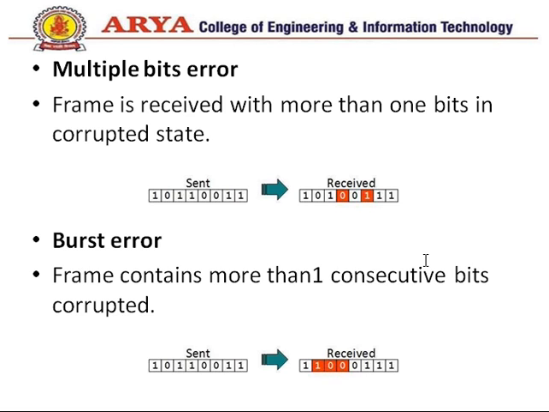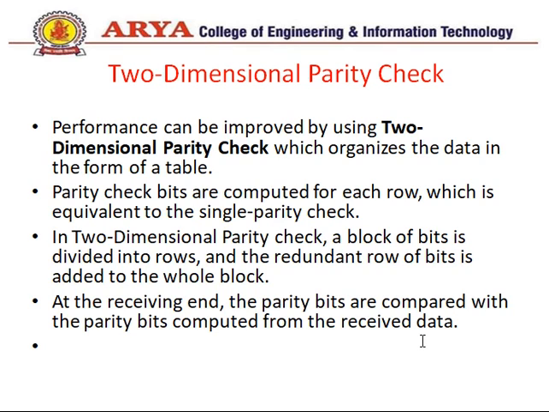Next is multi-bit error. Frame is received with more than one bit in corrupted state. Here you can see 2 bits have been corrupted, highlighted by the red mark. Next is burst error. Frame contains more than one consecutive bits corrupted. Here we talked about more than one bit, but they were not in a continuous sequence. In burst error, the error will be in a continuous manner. Here 3 bits have been corrupted. So these were the types of error.